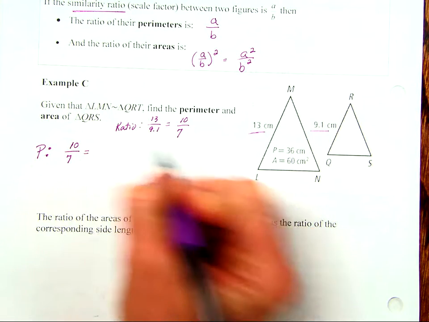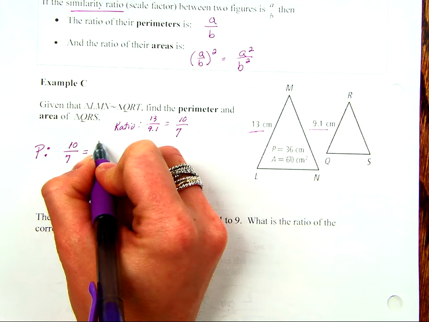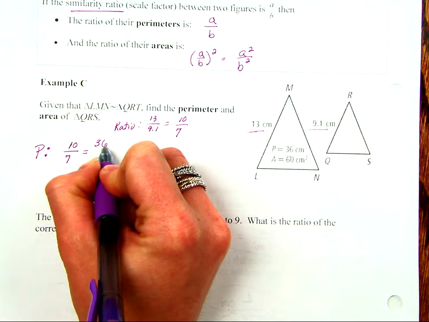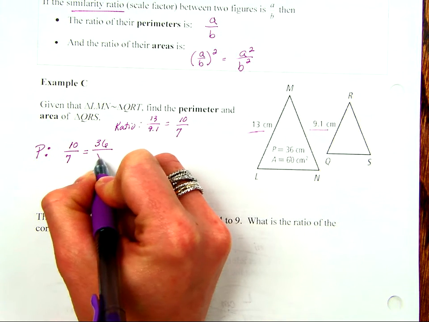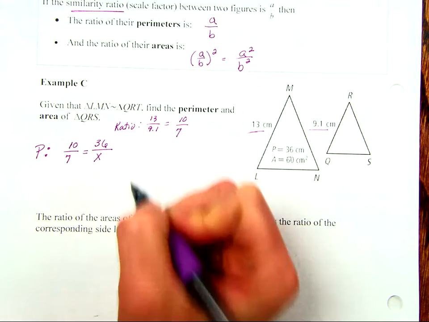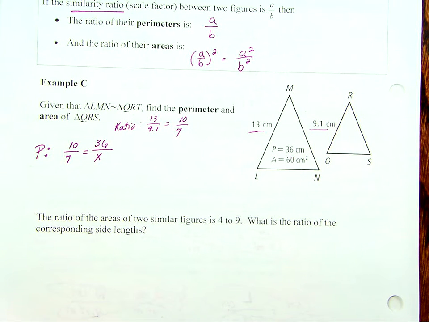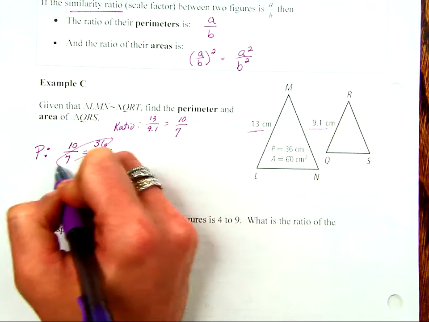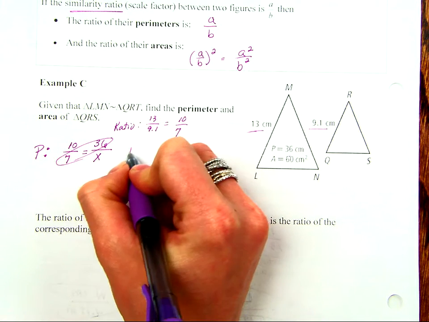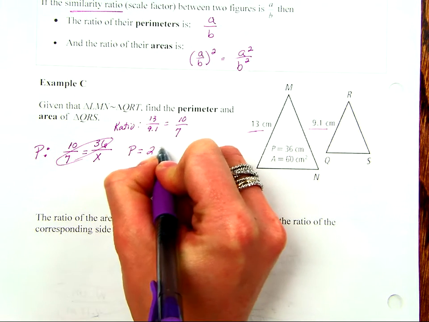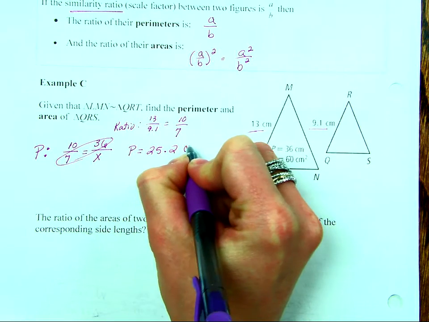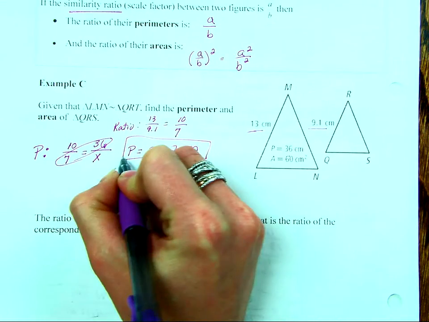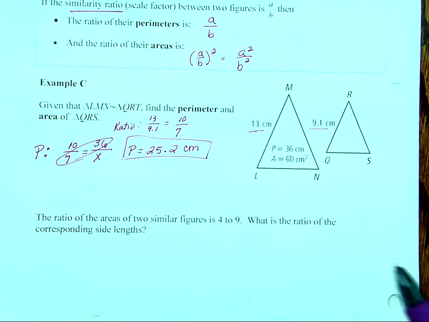And so if my larger triangle has a perimeter of 36 centimeters, I can go ahead and calculate for x, my smaller perimeter. Cross multiply and divide, and you would find out that this perimeter would come out to 25.2 centimeters. And of course, we always want to make sure that that seems logical or makes sense.